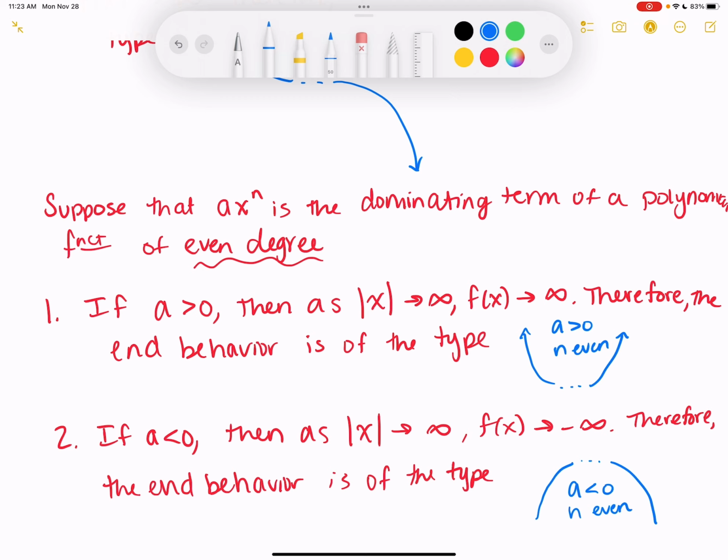So even functions are always going to end with the whole thing facing up or the whole thing facing down, whereas odd functions are going to have a weird curve to them, so one part's going to be going down and one part's going to be going up. So with even, both arrows at the end of your graph are facing the same direction. Odd, they're going to be facing opposite directions.